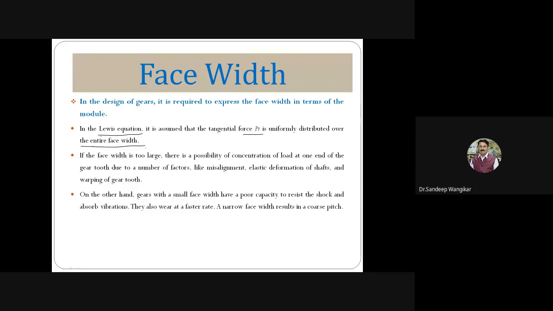Now, there are two chances. The face width should not be too large, and the face width should not be too short. So what will happen if the face width is too large? There is a possibility of concentration of load at one end of the gear tooth due to a number of factors like misalignment, elastic deformation and warping of the gear tooth. So if it is too large, then there are chances that, for example, I will give you here.